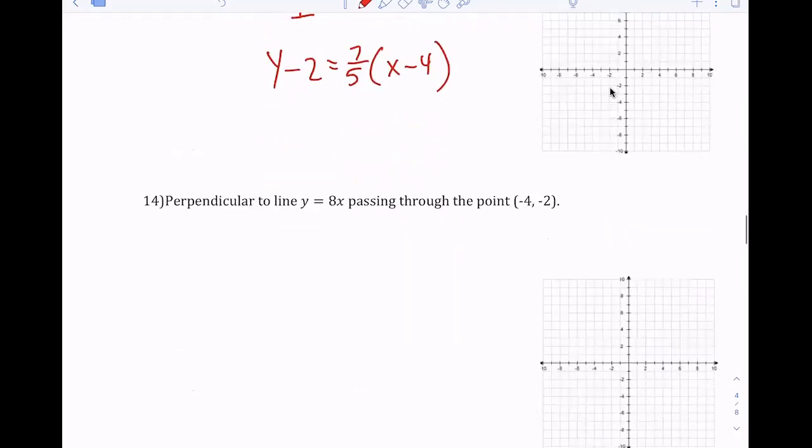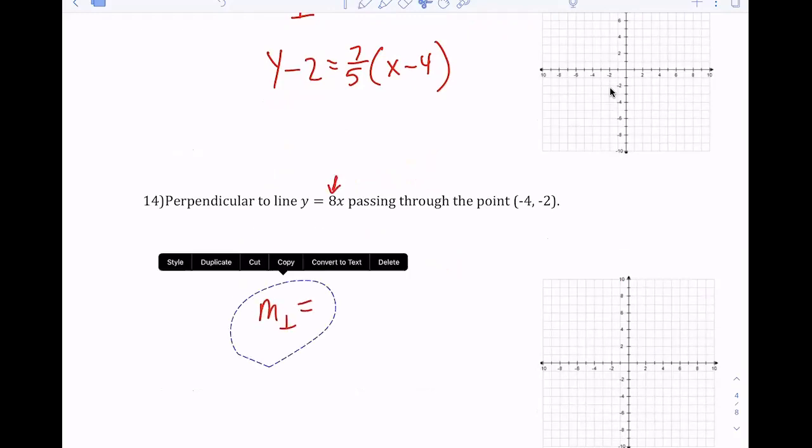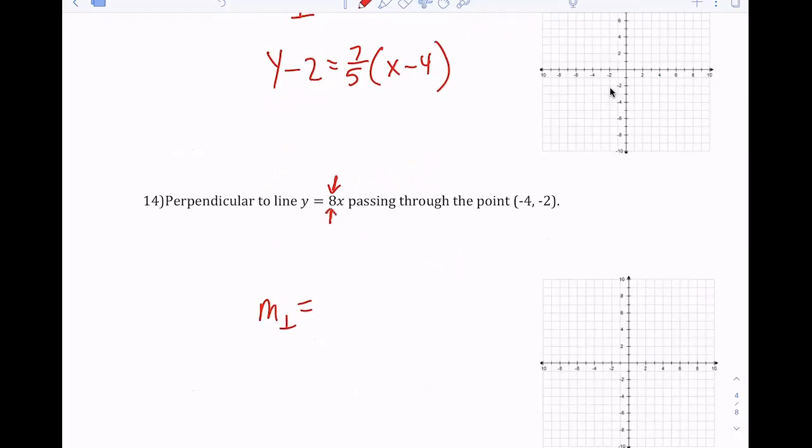All right, so Sienna, number 14, what would be the slope of the perpendicular? What's the slope of this line right here? Say it. No, I'm asking, what's the slope of that line? 8, not an x. We never say x with slope. So it's 8, but specifically I want you to say 8 over 1. So what's the slope of the perpendicular going to be? Good. -1/8. That's the slope of the perpendicular. It passes through what point?